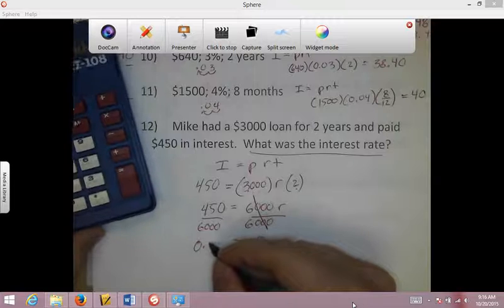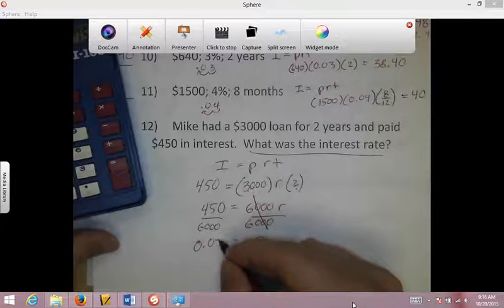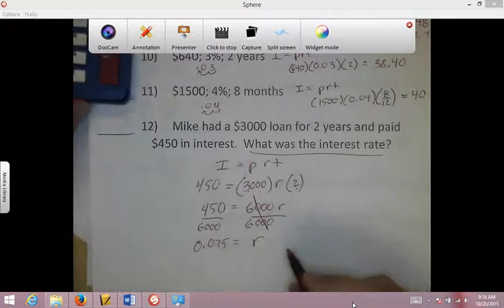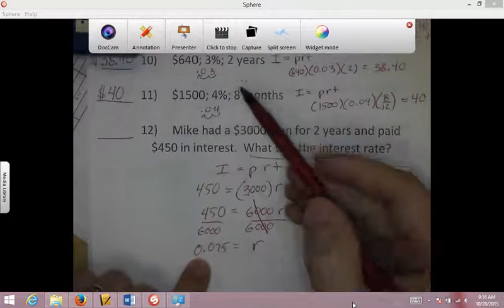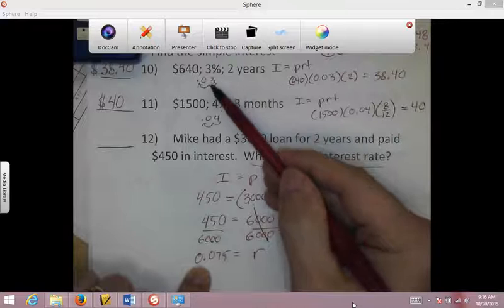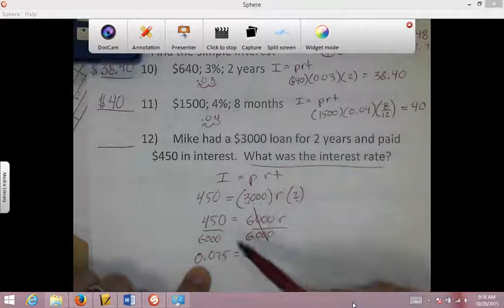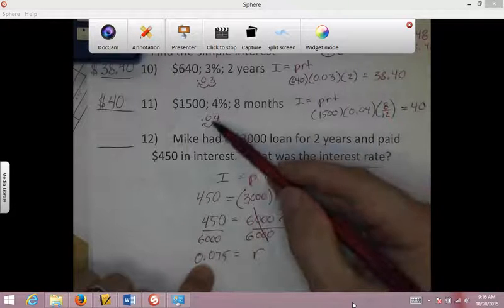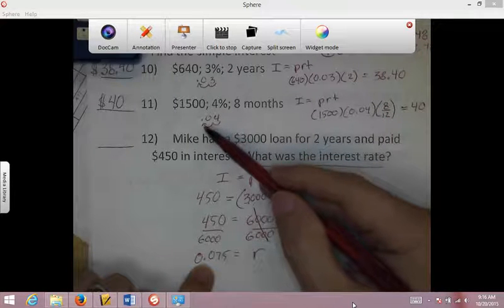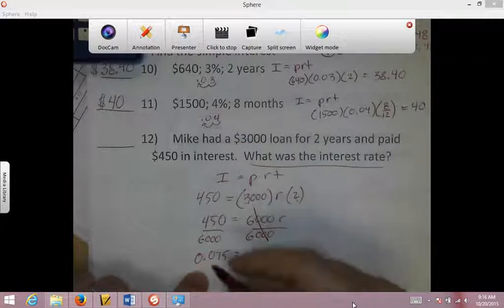Now we end up with 0.075. This is a decimal, because remember, for all these problems, we turn the percent into a decimal before we use them. We need to turn this back into a percent. So to turn this back into a percent, the opposite of to the left is? Good. Boom, boom. So this is going to be 7.5%.